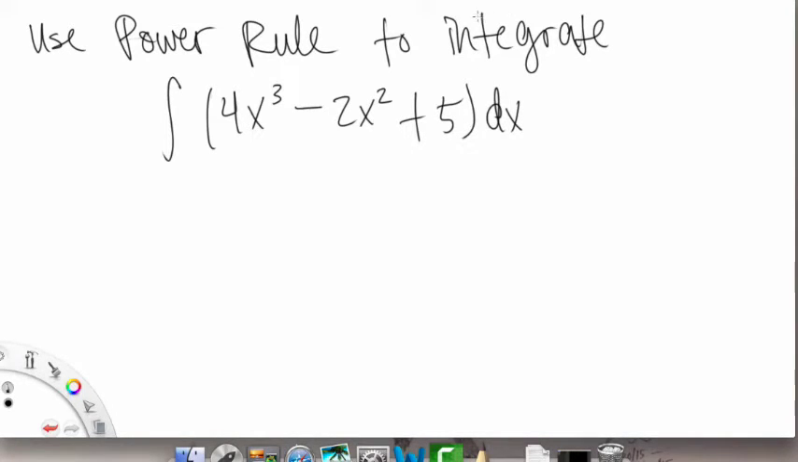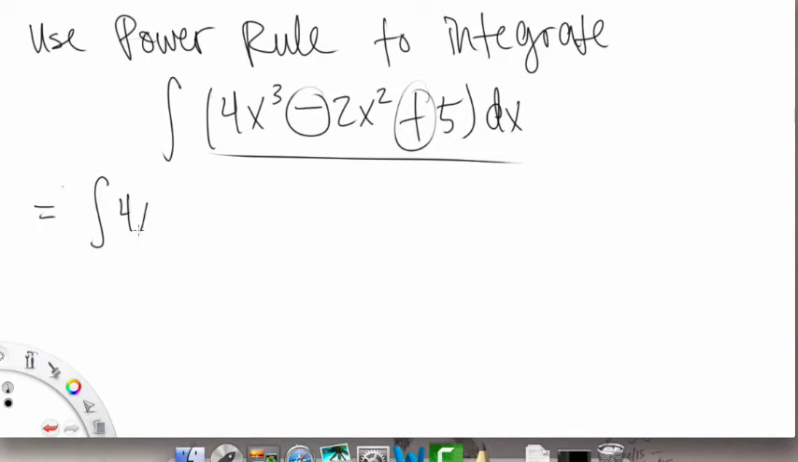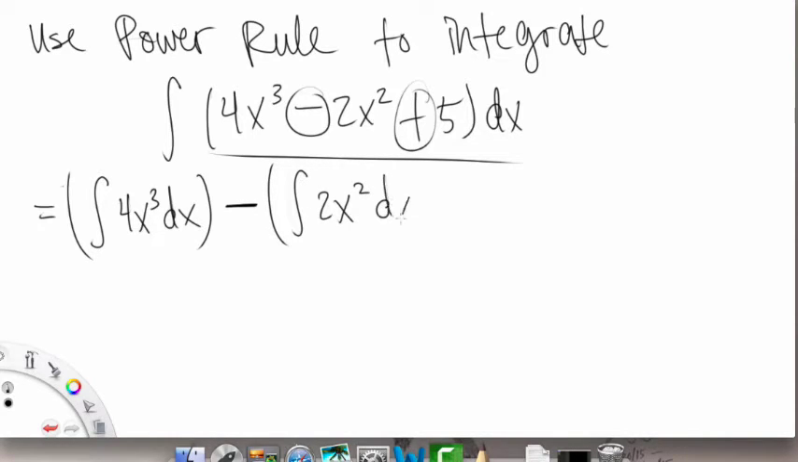Okay, so the first thing that we see is we can actually break up this long thing by the subtraction sign and the addition sign. So what I mean by that is this is going to equal the integral of 4x to the third dx. Okay, so that's by itself. And then we break it up with the subtraction sign. So it's kind of like we're making little islands of the terms, right? So 2x squared dx is the next one, and then there's that addition sign, so plus the integral of 5 dx, okay?